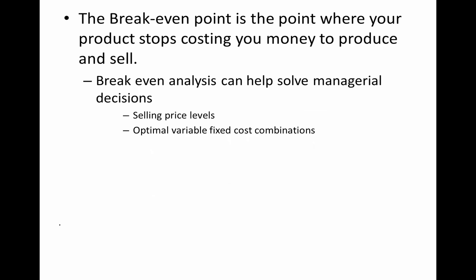Now, using these things, we can actually determine a break-even point for producing a product. And this is the point at which your product stops costing you money to produce and sell, and where you actually start to generate a profit for your company. This is one of the first powerful tools that decision makers learn how to use. It does look at relationships between variable costs, fixed costs, and revenues related to your sales volume. And it is one tool that the manager can use in order to make decisions.